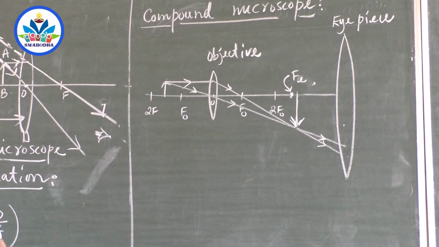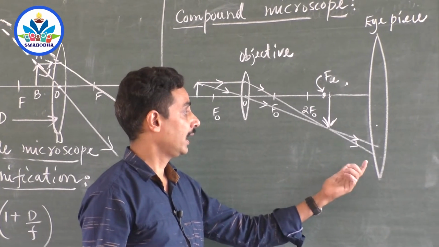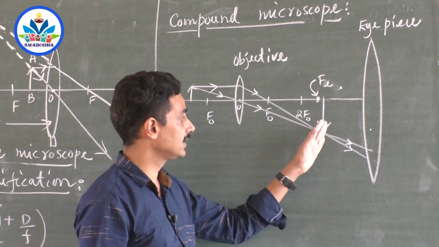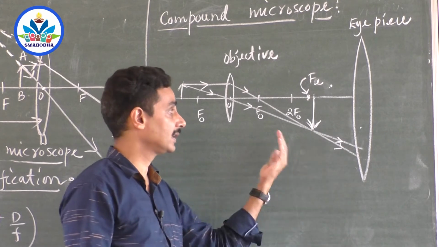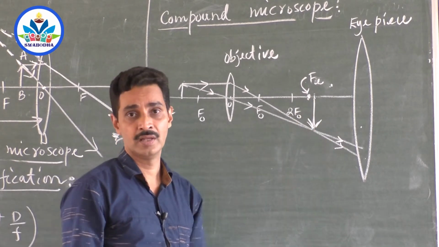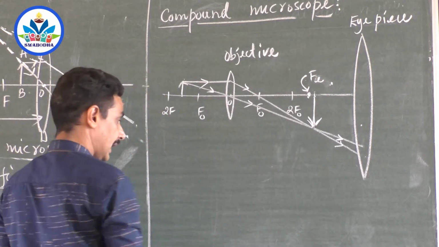Okay, sir, how to adjust it? Suppose I keep a lens in such a way that this image is somewhere else. Won't I get the image? No, you won't get the image. So how to bring this lens such that this image is within the focus? If you want to bring this within the focus, an arrangement will be given.